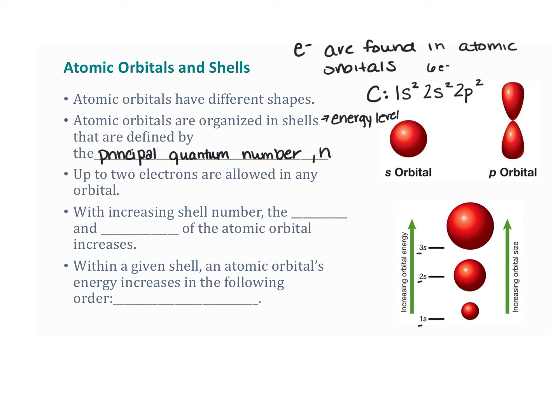So the s tells us the shape, it's a sphere, and the number in front of the s tells us the principal quantum number. Notice the size increases as you go up. As our principal quantum number increases, the size of the orbital also increases.